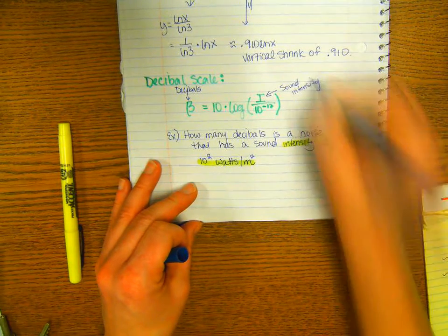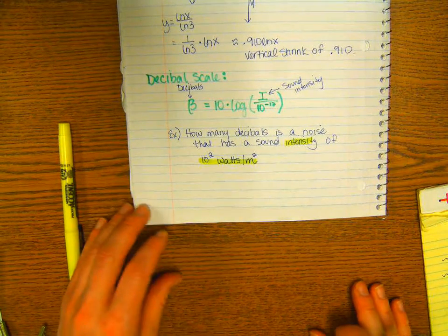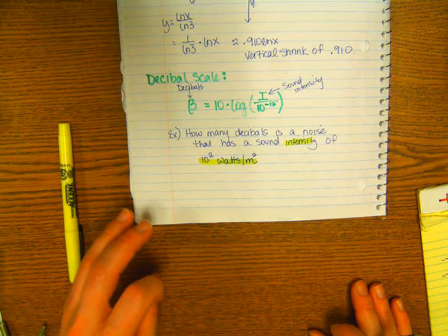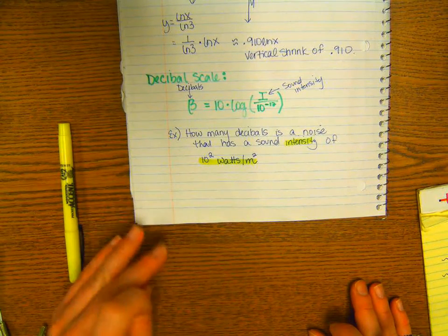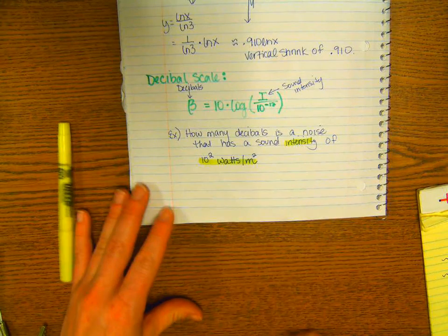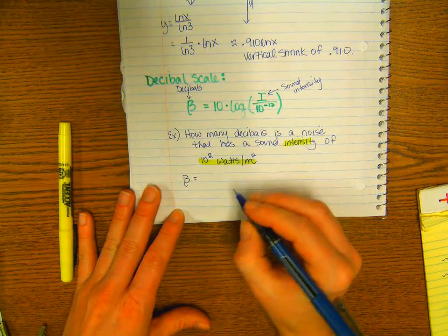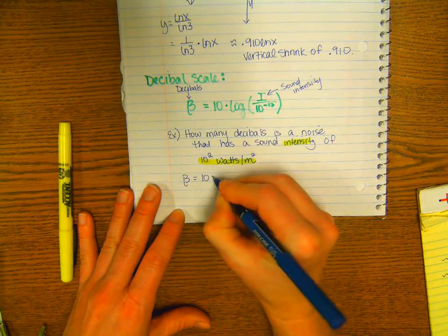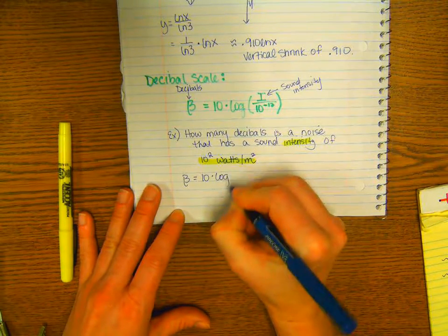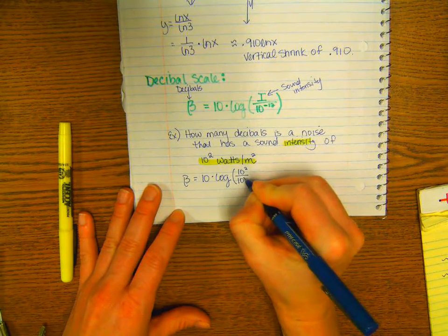Okay. So first I'm going to just show you how you would evaluate this because we could do this in our heads, just because they're all powers of 10. And then what I'm going to do is show you how you could do this on your calculator. So I'm going to rewrite the formula. I'm going to do the decibels equals 10 times the log of 10 squared over 10 to the negative 12.